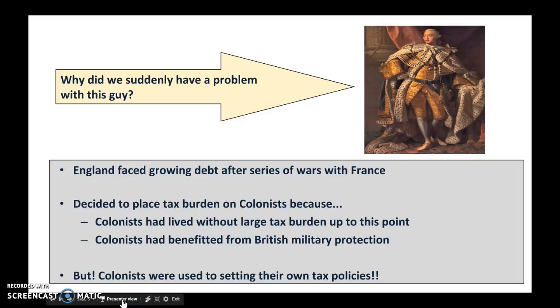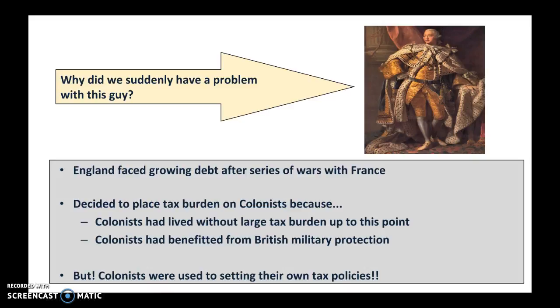So the debt that England is facing and some other problems and situations that England tries to solve end up creating a situation where American colonists start to dislike their British leaders. People who had once been proud to be subjects of this guy, the King of England, were suddenly starting to have a problem with him.